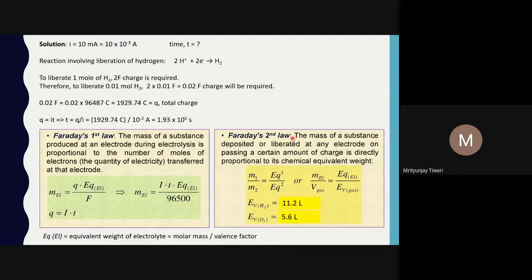So substances react in the same number of equivalents, and the products are also produced in the same number of equivalents. If you talk about electrons, 1 mole of electrons is equal to 1 equivalent of electrons. And what does it mean? How much charge will it have? That we know, as I explained earlier, it is equal to Faraday's constant, which means 1 farad of charge.